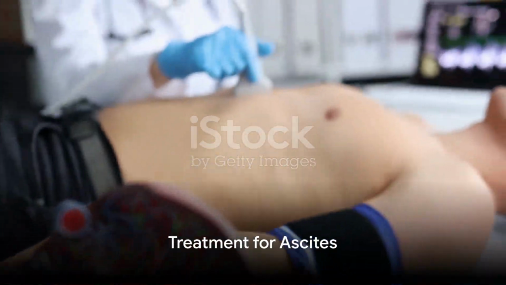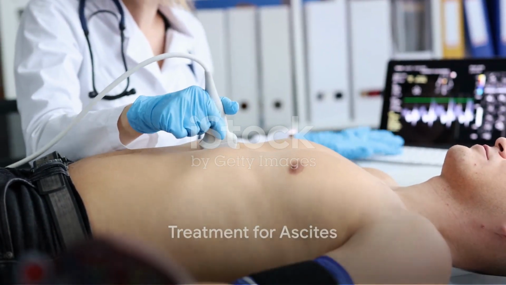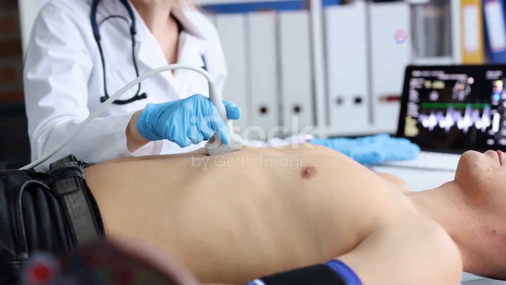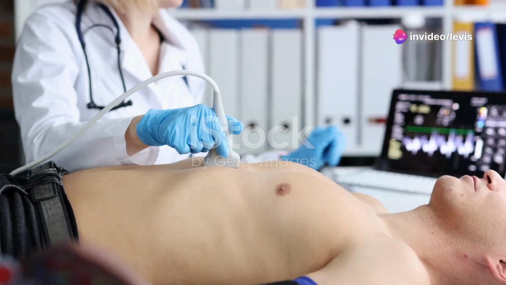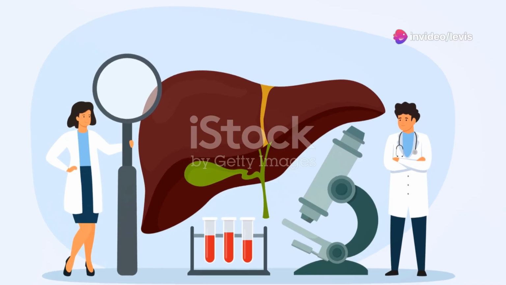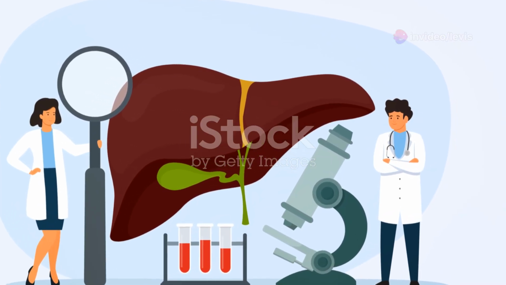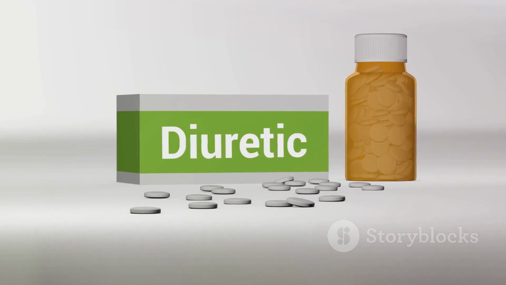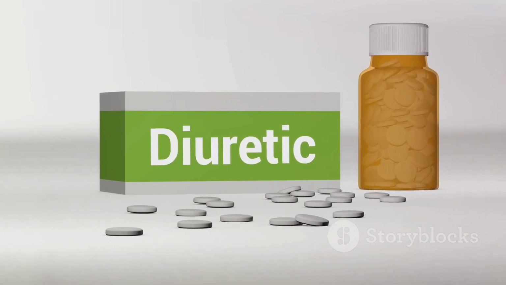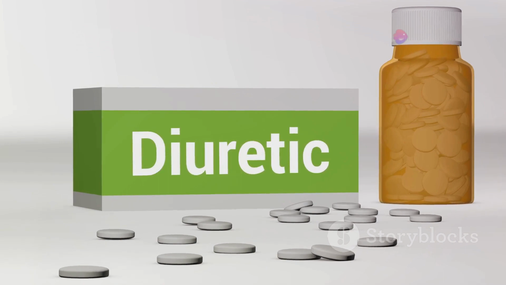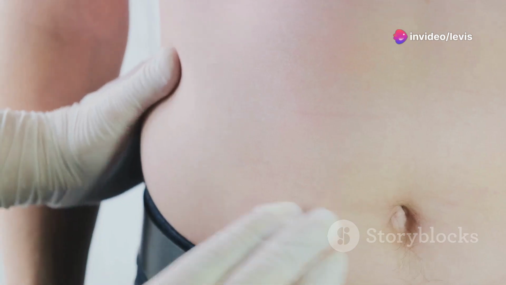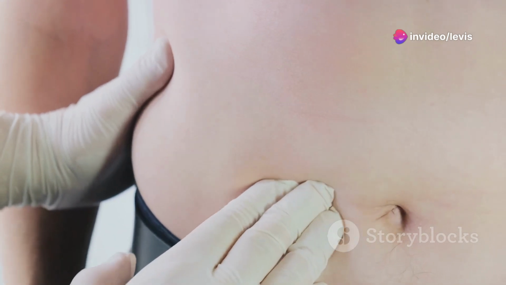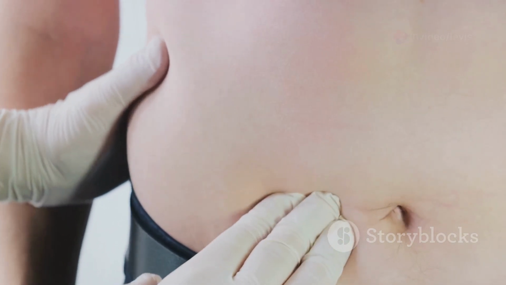Treatment for ascites typically involves addressing the underlying cause. This might mean managing a liver disease, heart failure, certain cancers, kidney disease, or an infection. Symptomatic relief often includes restricting dietary sodium intake. This helps to reduce fluid accumulation in the body. Alongside this, doctors often prescribe diuretics. These medications assist the body in expelling excess fluid, reducing the pressure and discomfort in the abdominal cavity.